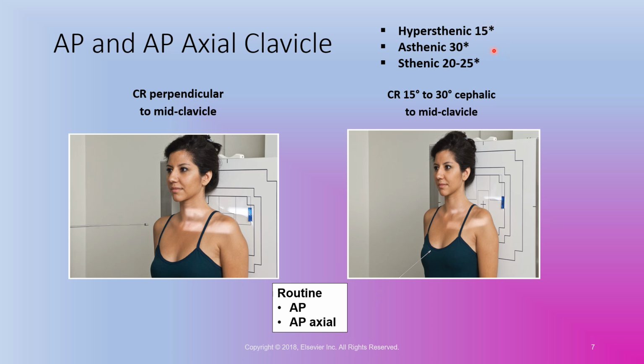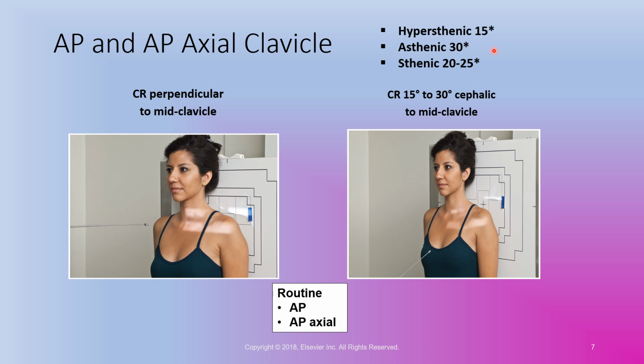So this one is a little bit different because most of the time we talk about the fact that if the patient is bigger, it requires more of an angle, and if the patient is smaller, it's less of an angle. But with this particular image, when the patient is larger, the angle is actually smaller because they are broader and wider, their clavicles tend to be elevated more than someone who is asthenic.